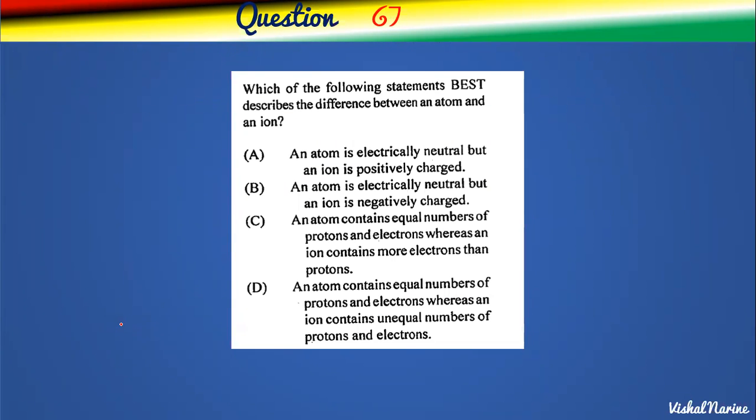Question 67 asks what the difference is between an atom and an ion. Reading through the options here, we will see that it is D: an atom contains equal numbers of protons and electrons, whereas an ion is going to contain unequal numbers of protons and electrons, because an ion is going to lose or gain electrons. So we don't expect them to have equal numbers here.